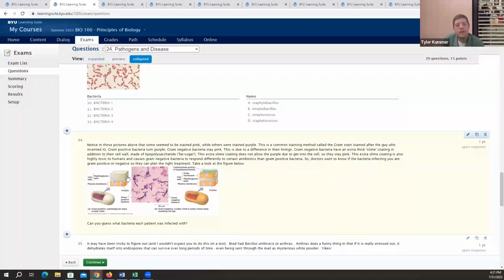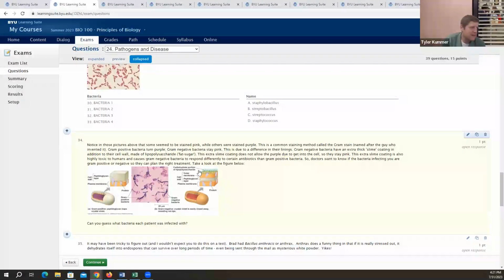One of the ways that we can help identify what species of bacteria is infecting someone is we can stain it with a stain that actually attaches to the cell wall here. And if that happens, that cell wall turns dark purple. If it doesn't attach to the cell wall, that's because this slimy layer is blocking the dye from attaching. And so that can help us identify that.